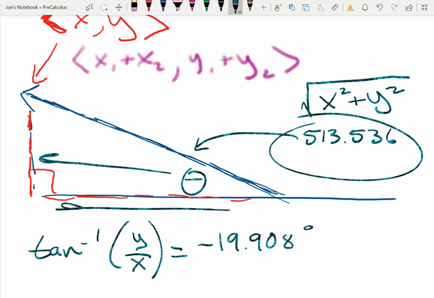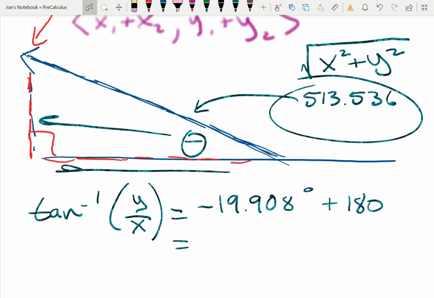All right. So now it's time to be smarter than the calculator. We're going left and up. Is there any way that can be negative 19 degrees? No, absolutely not. So what do we add to that? Add 180. So that gives us what, like 160.0. Okay.